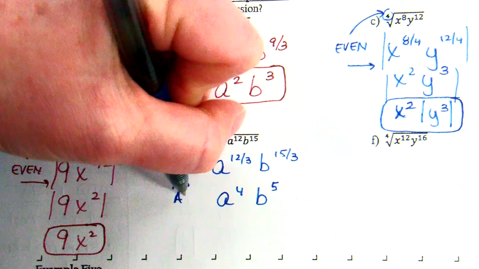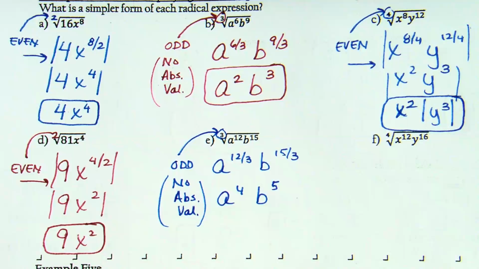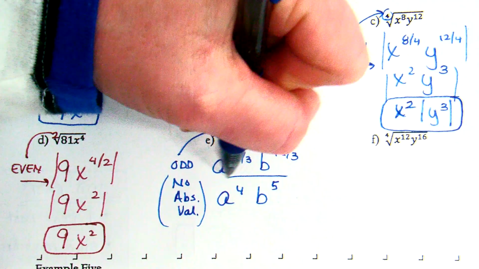Okay, so because it's an odd root, guys, odds. I get a cube root of a negative equals a negative. I want to allow negatives on odd roots. That's why I'm not putting absolute values, because I want to allow negatives. So this just stays a to the fourth, b to the fifth.